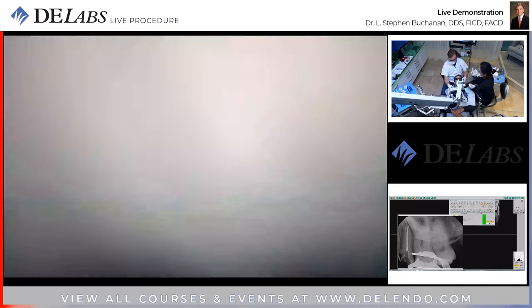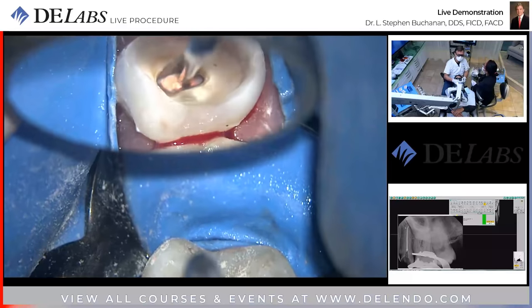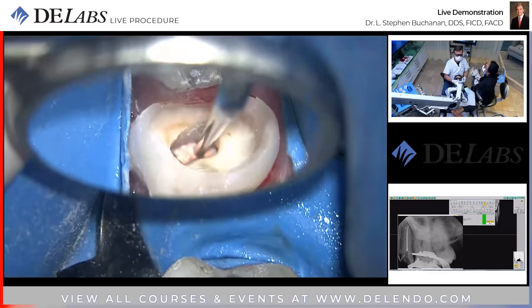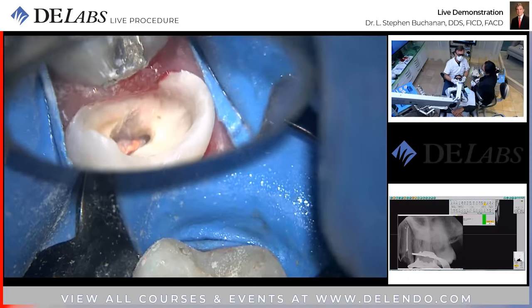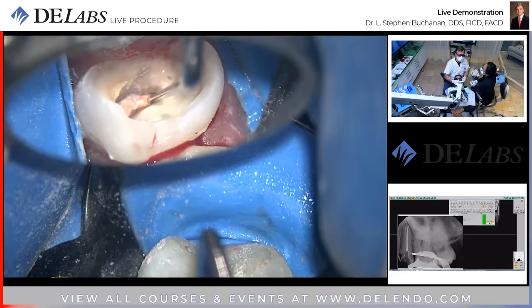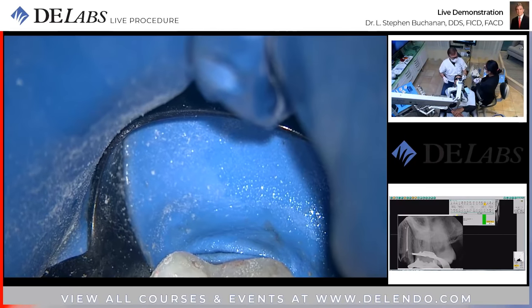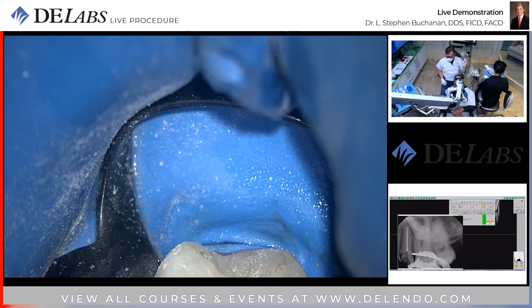A plugger. Nice. Using my new minimally invasive plugger set. This is going to be pretty cool looking, I think, on the mesial view in the CT. It's so broad here. So let's go ahead and put some etch in there and some glass ionomer.